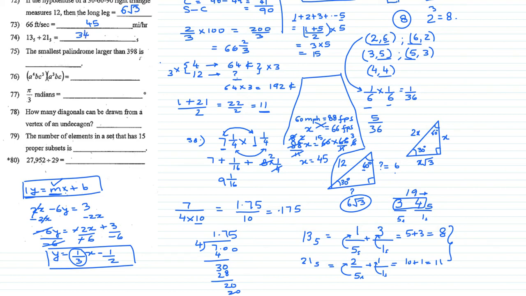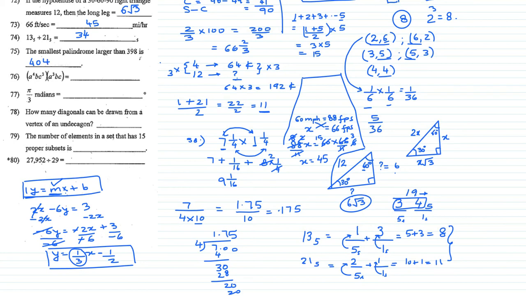Question 75. The smallest palindrome larger than 398 is. So the number which is larger than 398 is 404.